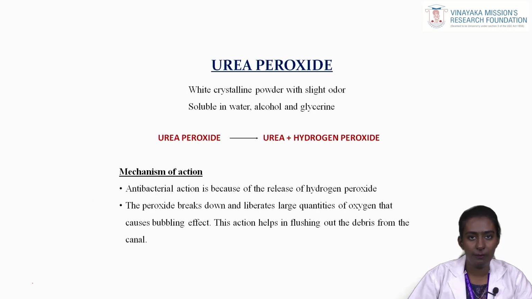Next is urea peroxide, which is basically a white crystalline powder with a slight odor, and it is soluble in water, alcohol as well as glycerin. This urea peroxide dissociates into urea plus hydrogen peroxide. The mechanism of action is an antibacterial action because of the release of the hydrogen peroxide, and this peroxide then breaks down and liberates large quantities of oxygen, which causes a bubbling effect, and this helps in flushing out the debris from the canal.